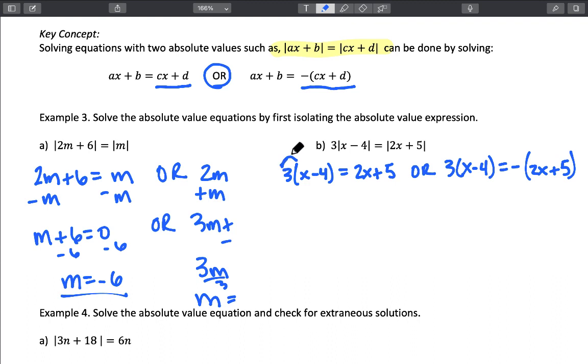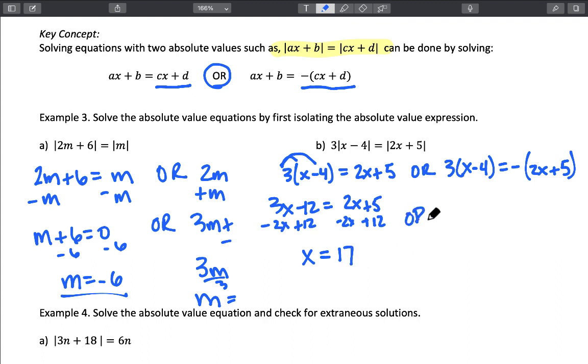We need to distribute our 3 into the parentheses here. We have 3x minus 12 is equal to 2x plus 5. Now we're going to add 12 to both sides here, and subtract 2x simultaneously. So 3x minus 2x is going to leave me with x, and 5 plus 12 is going to leave me with 17. Alright, there's one solution to this absolute value equation. Let's find the other one.